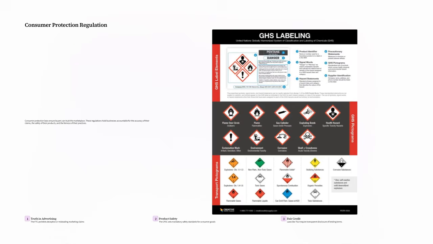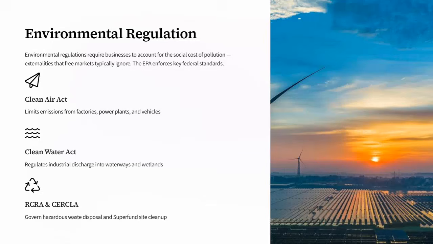Consumer protection regulation gives buyers confidence that the marketplace is honest, safe, and fair. The key idea is accountability. Businesses must stand behind what they say and do. First, truth in advertising rules prohibit deceptive or misleading marketing claims. Second, product safety requirements, including mandatory standards set by the CPSC, help protect consumers from dangerous goods. Third, fair credit laws such as TILA require lenders to clearly disclose important borrowing terms. Together, these protections make it easier for consumers to evaluate products, understand agreements, and make informed decisions.